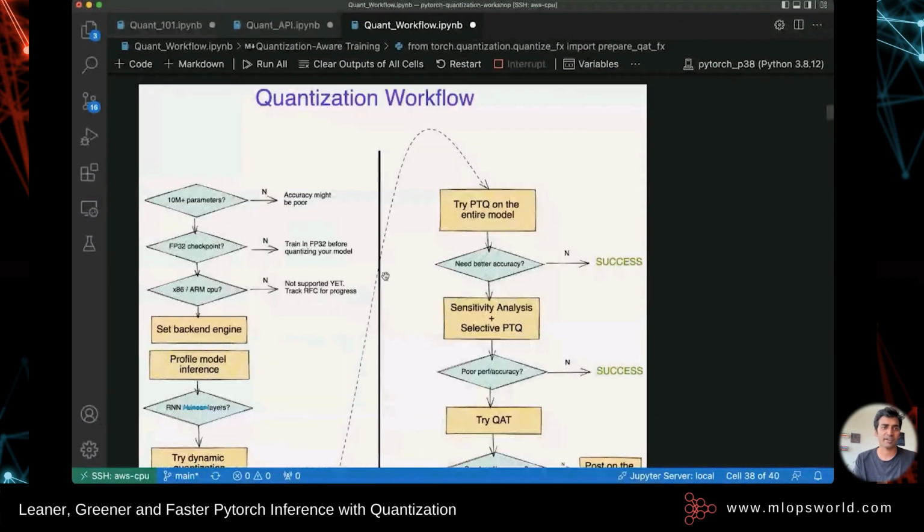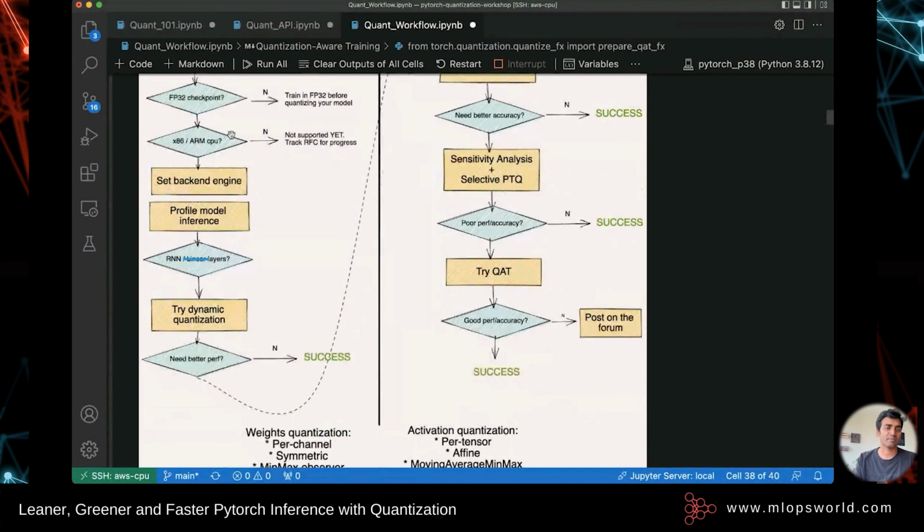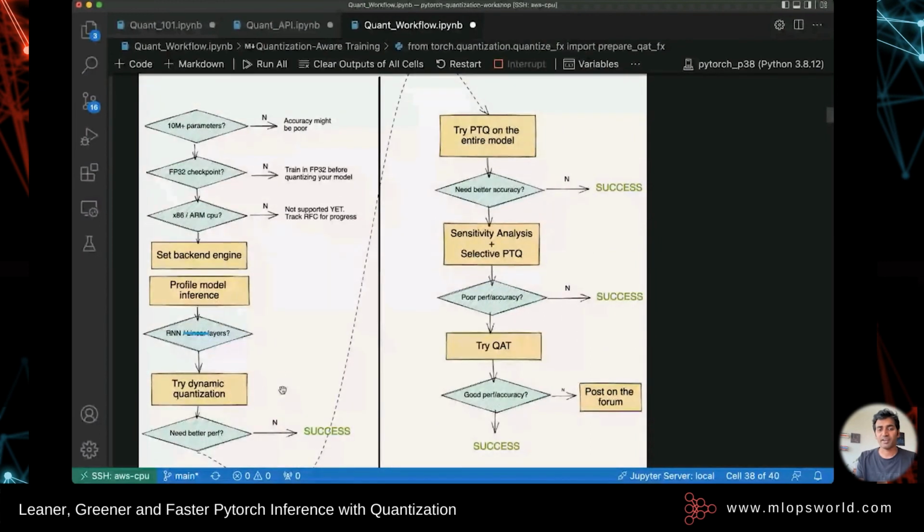Just to go through it again, we first want to make sure that our model is eligible for quantization. That is, it's large enough. We have a 32-bit checkpoint, and we are actually running it on a backend on hardware that is supported. Once we establish baselines, we want to first try dynamic quantization because that's just simpler. If we are happy with that, then great, we can stop our process here.